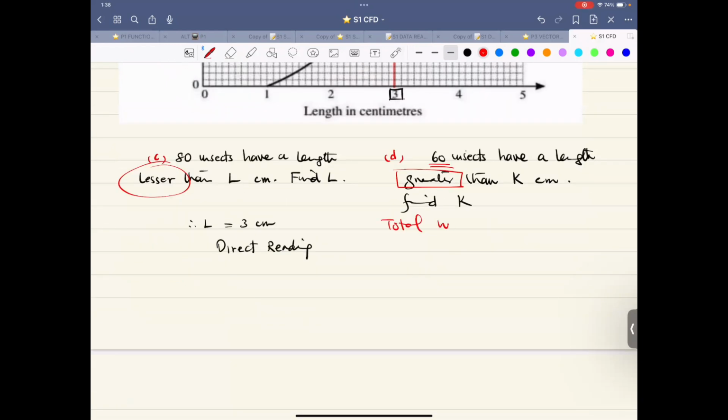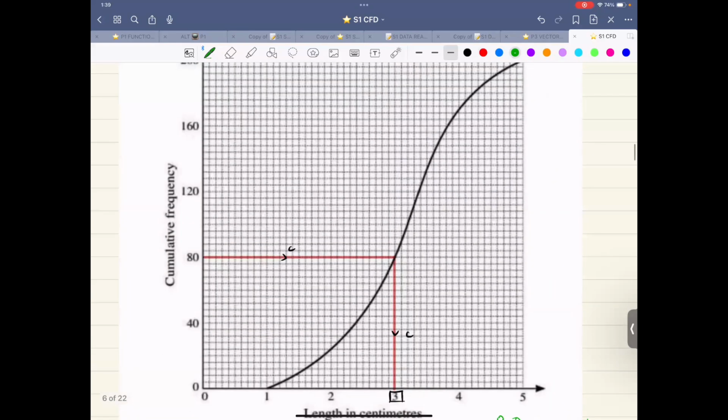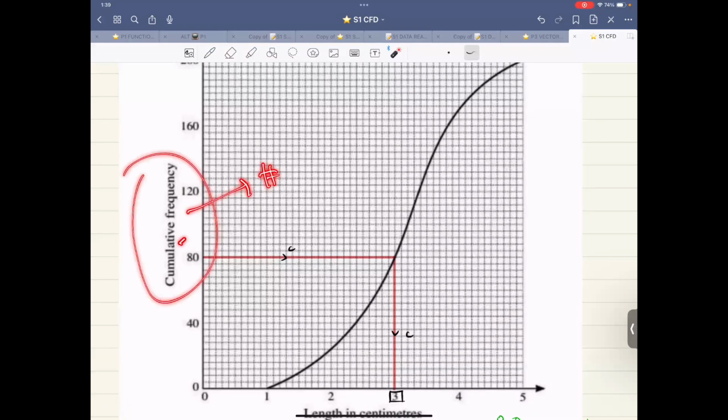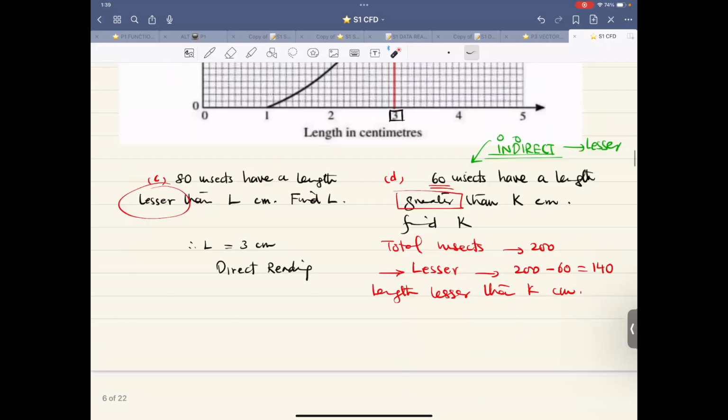The total insects that we have the data for is 200. That means 60 are having a length greater. We have to convert it into lesser. That means 200 minus 60, which is 140. They have a length lesser than K centimeters. So that indirect thing is also there. Convert the statement to lesser. Over here, you can do the addition, subtraction on the vertical axis with the number of insects, but we cannot do the addition, subtraction for the length. How can we take one insect length and add it to the other? We cannot. So now we have to go till 140.